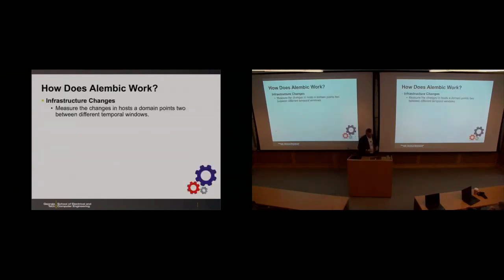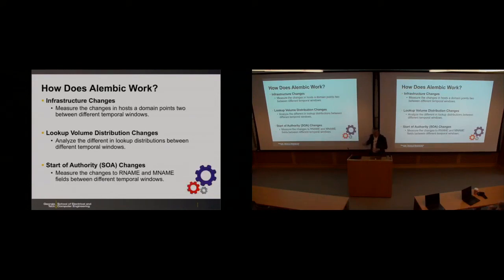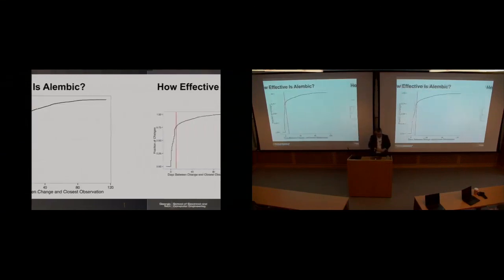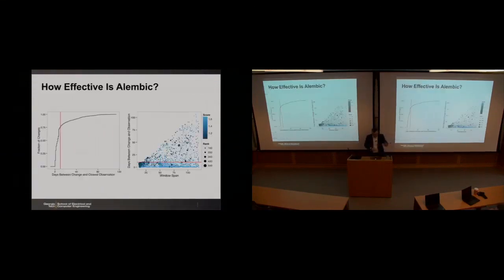The features that we're using are three. We are monitoring infrastructure changes, we are monitoring the lookup volume changes, and we are monitoring the start of authority, or the authority name server changes, if you will. And it's actually quite robust. I'm running very high because I'm completely out of time right now.